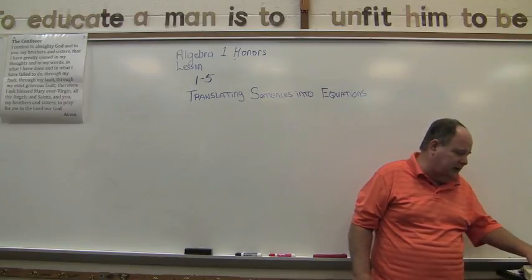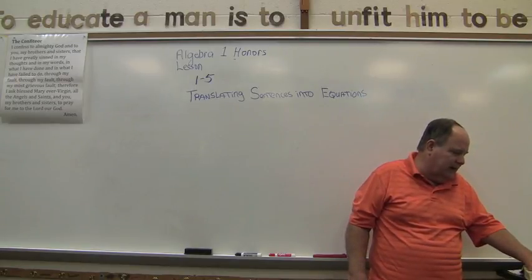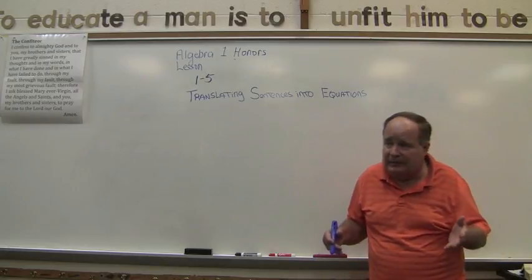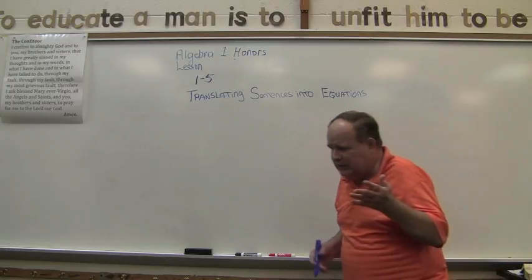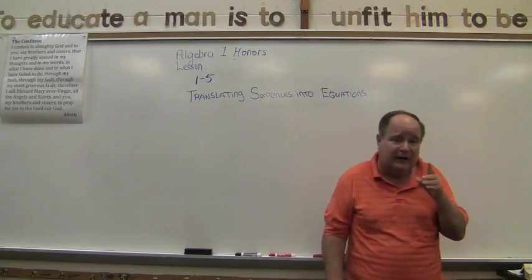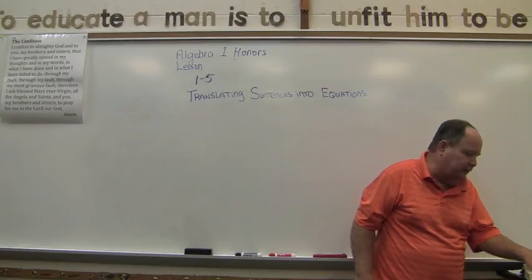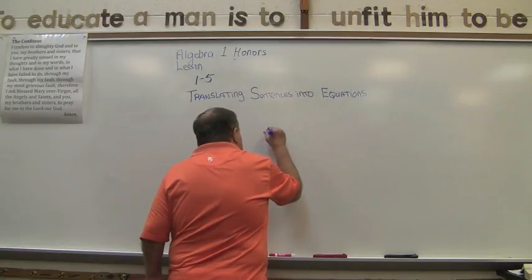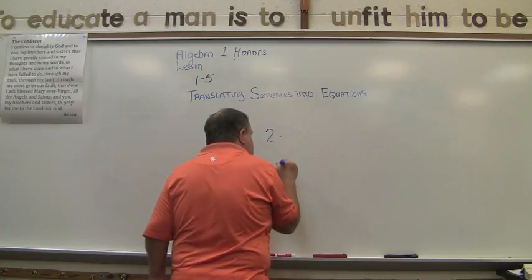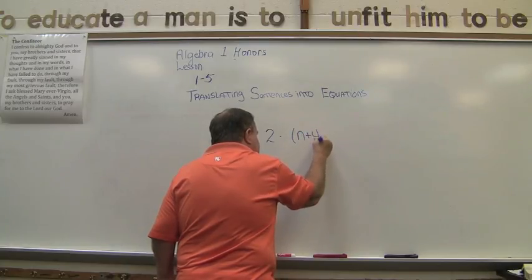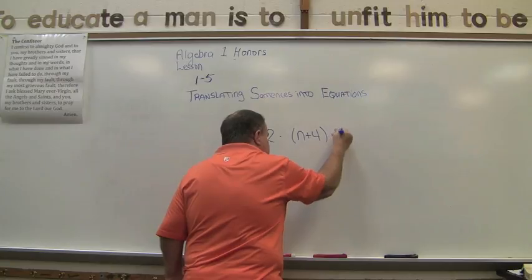We're going to try to translate word sentences into equations. Twice the sum of a number and 4 is 10. Okay, let's think about that. Twice the sum of a number and 4 is 10. So we're going to multiply 2 times the sum of a number, which is going to be n plus 4. And then they say "is," which always means equal.